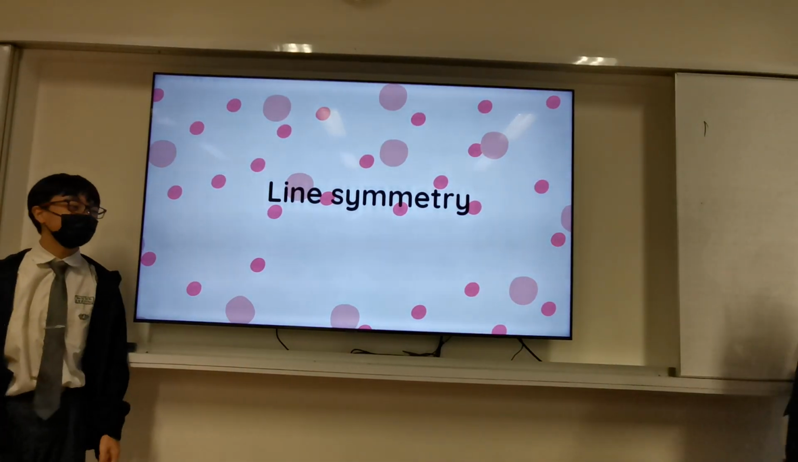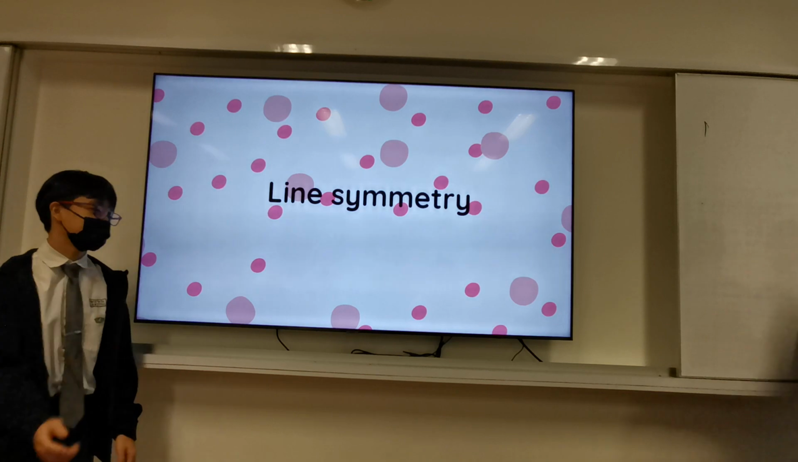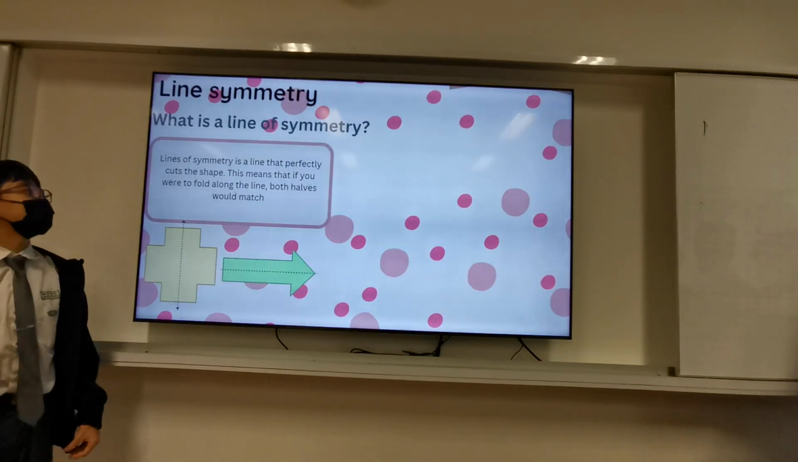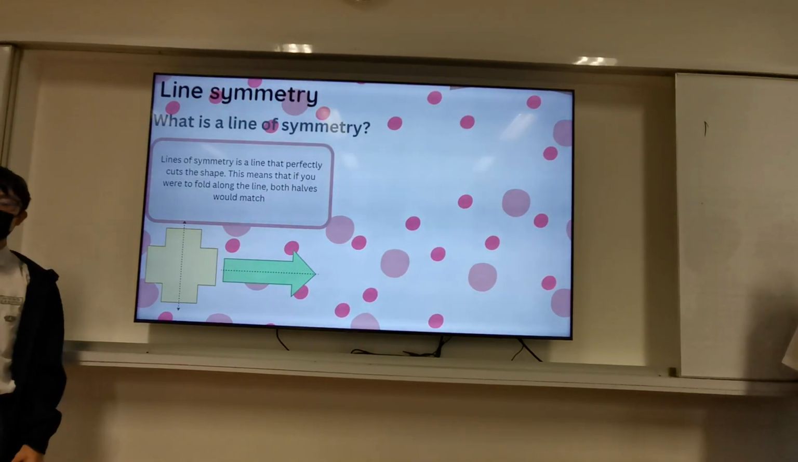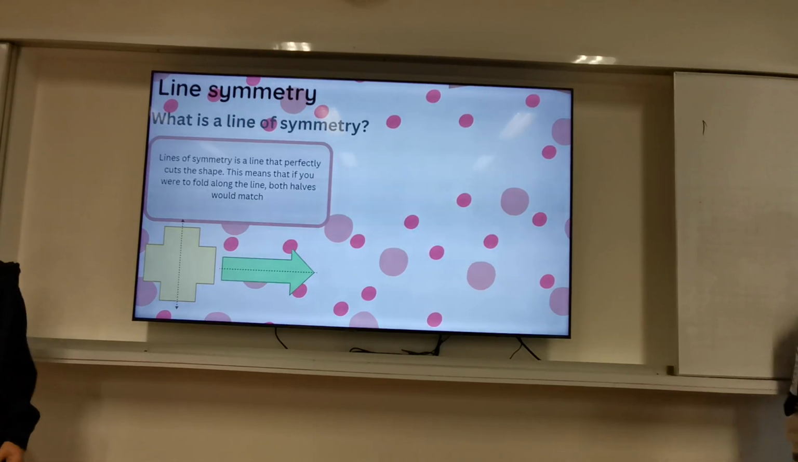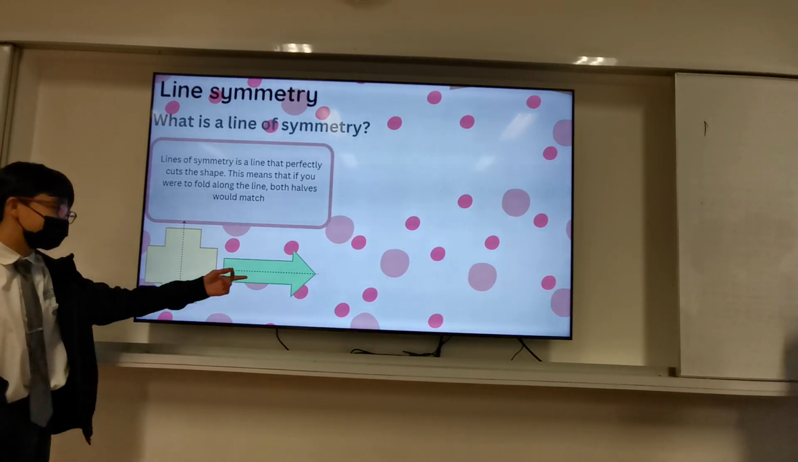I will be doing line symmetry. A line of symmetry is a line that perfectly divides a shape in half. If you were to go along the line, both halves will match. Like this, for an example.